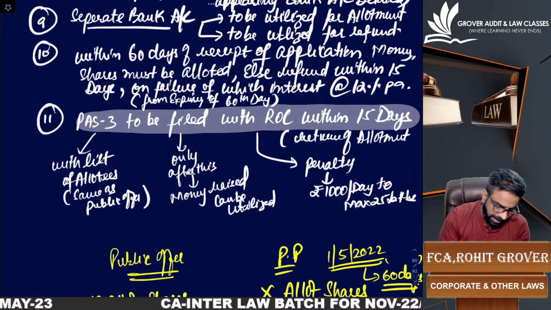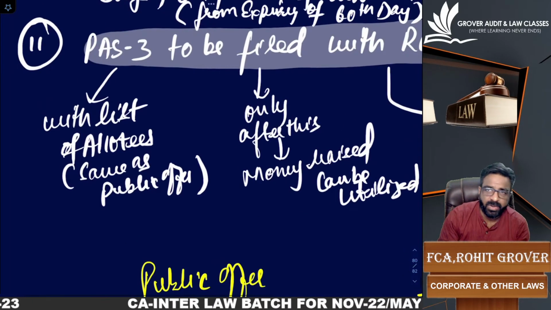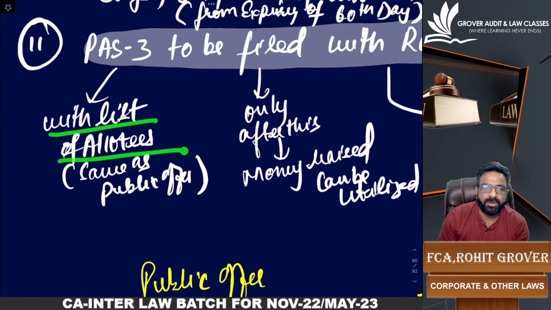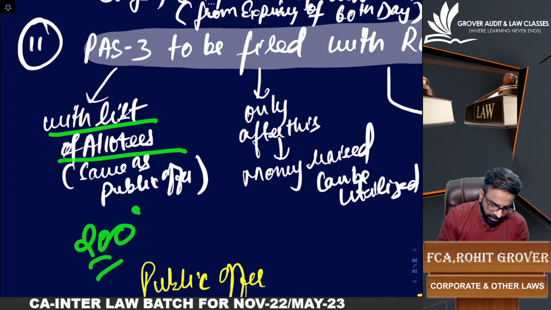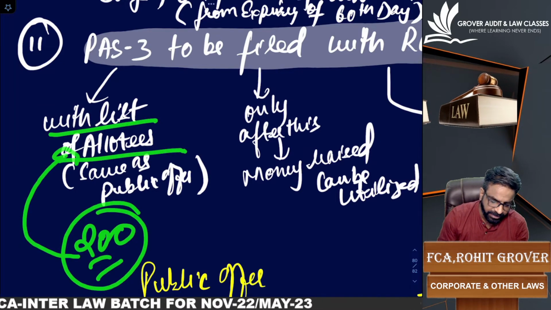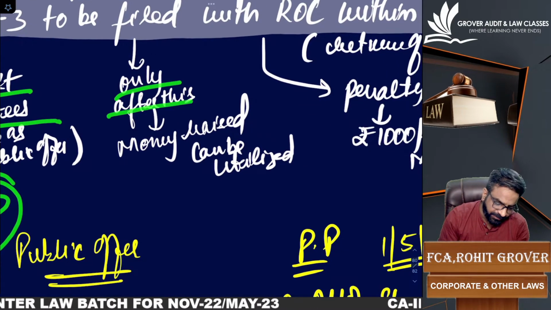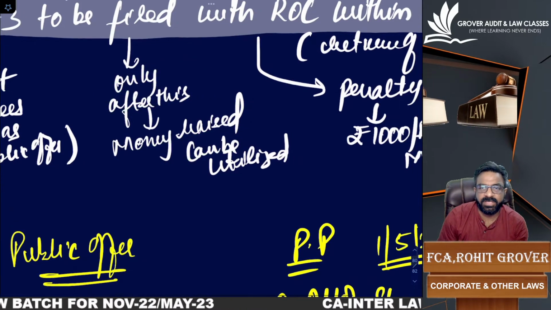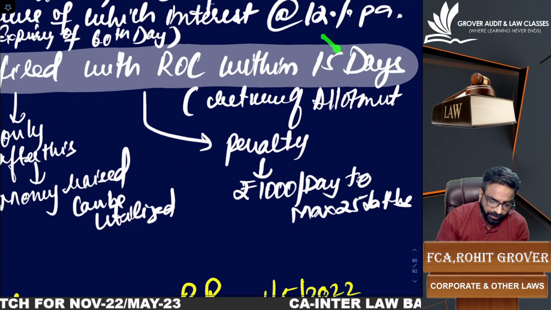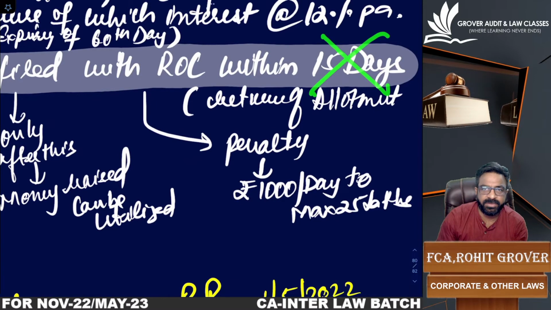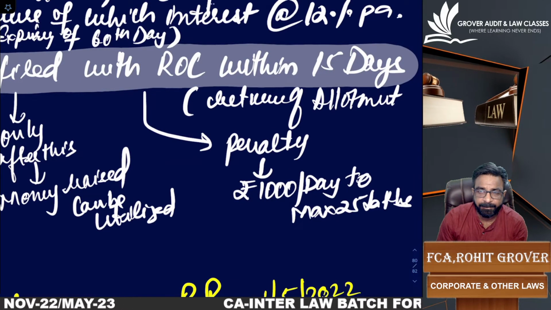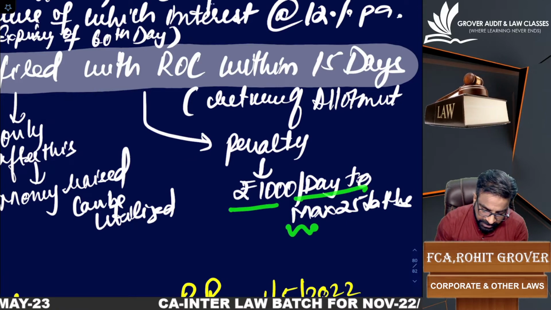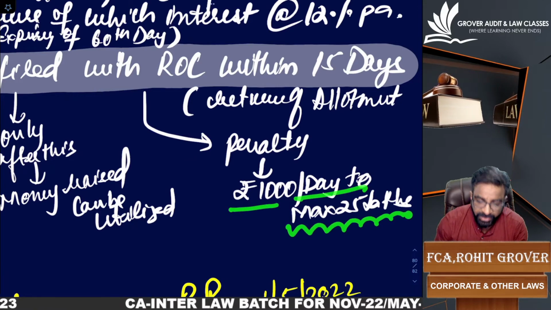Right? And what do we file along with the return of allotment? List of whom? Allottees. Those 200 people to whom we have allotted the shares, that list we have to file. And next one, only after this, money raised can be what? Utilized. And finally, if you do not file this return of allotment within 15 days, what is the penalty, Amma? 1,000 per day, subject to maximum 25 lakhs.